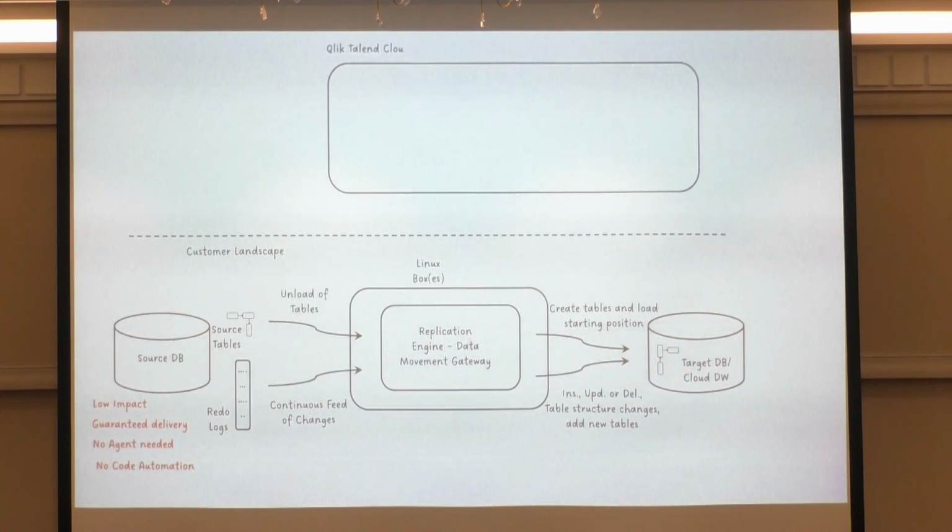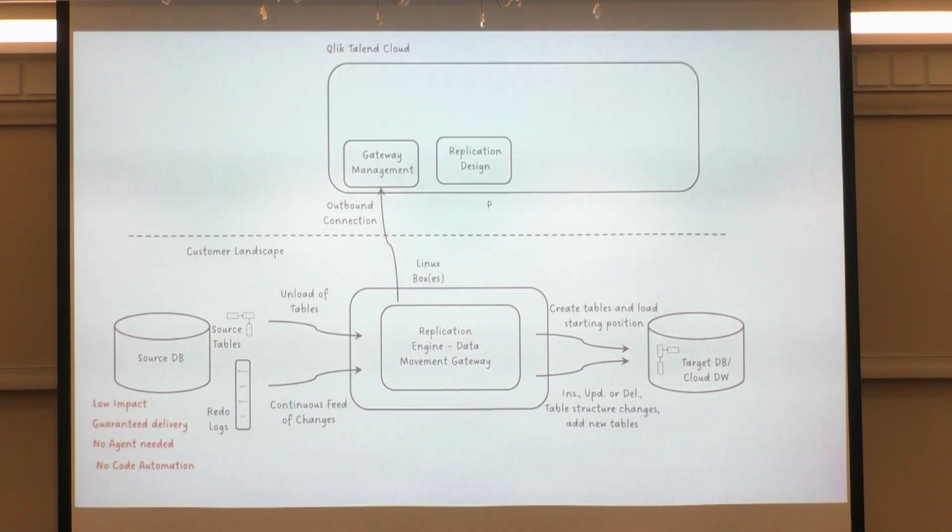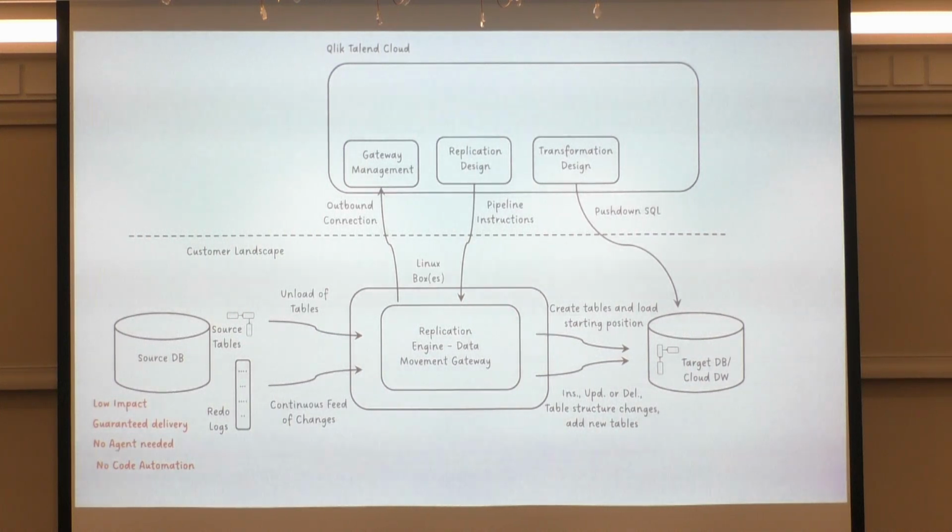And so this is the Qlik Talend Cloud environment. We've seen what's happening on the customer side. To make everything super secure, the connection between the gateway that runs on the customer side and us is an outbound connection, the gateway management piece. And we do two things I'm going to mainly show you today. We send instructions to create data pipelines, to create these replication flows that I've shown you. And once we've done that, again, as much as we can in a no-code environment, we give you push-down SQL to let you transform that data in the target.